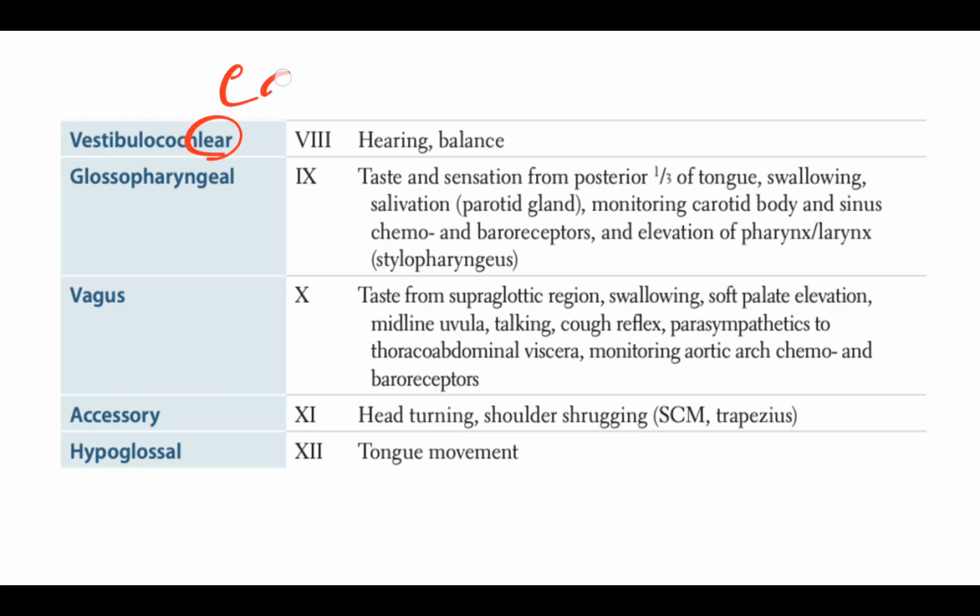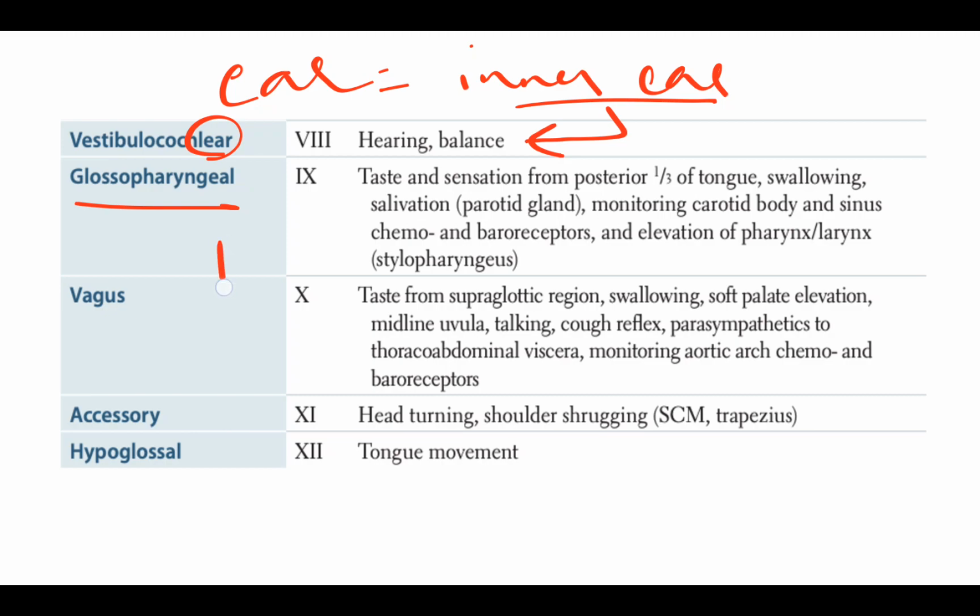Vestibulocochlear, in the name itself, it is ear, right? So inner ear. So inner ear's main functions are hearing and balance. Glossopharyngeal. So the gloss means tongue, right? So this is the tongue, and right here from your mouth, your pharynx is going away, right? This is the oropharynx. This is probably your nasopharynx, and this is the pharynx.